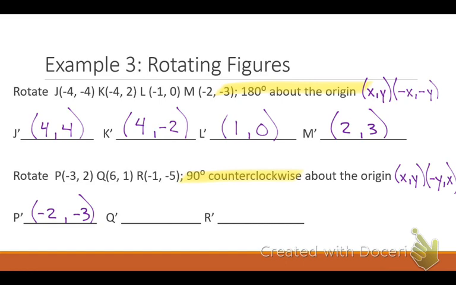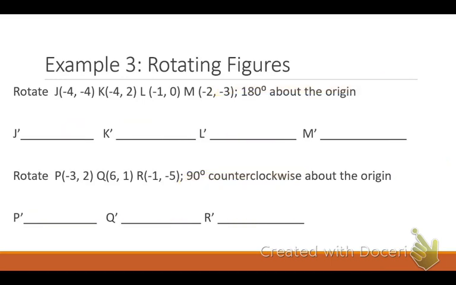Okay, I want you to try Q and R now. Flip them and do the opposite of y. All right, what about Q? Can anybody tell me what the new Q is? Somebody different? Connor? Negative 1, 6. Yes, negative 1, 6. Good job. What about R? Michael? 5 and negative 1. 5, negative 1. Awesome. Anybody else get those? Okay. All right, so that's rotating.